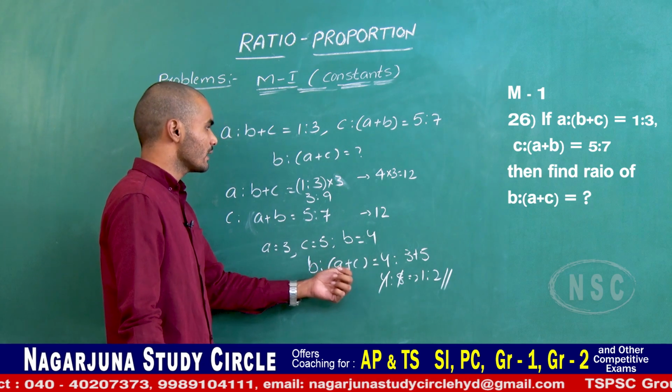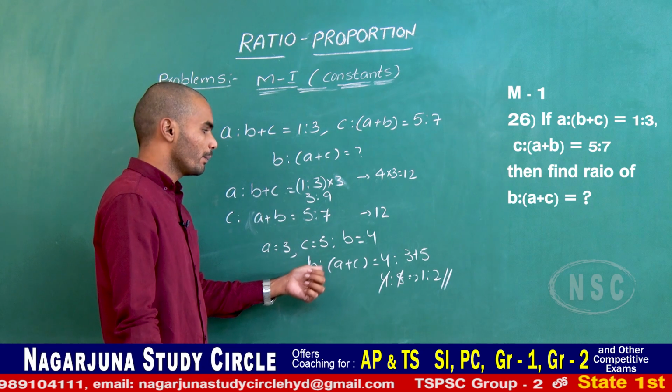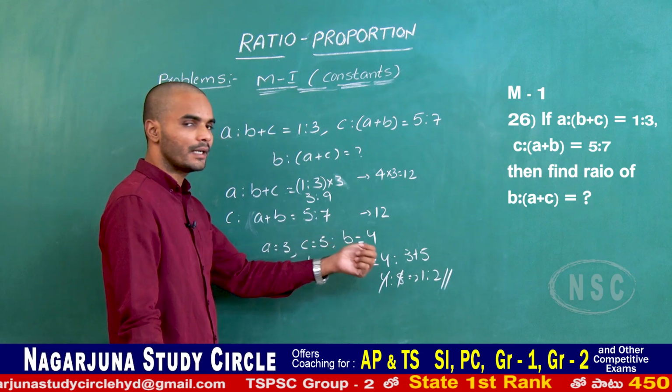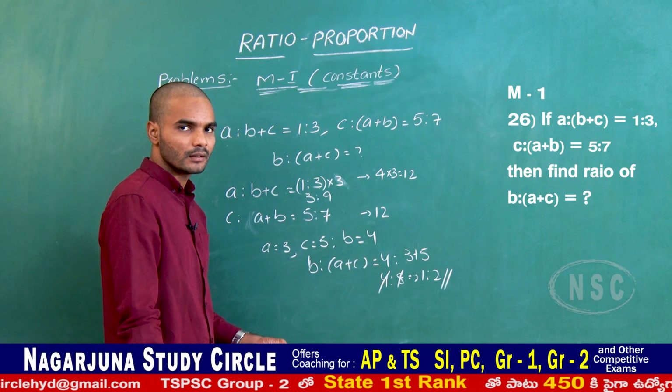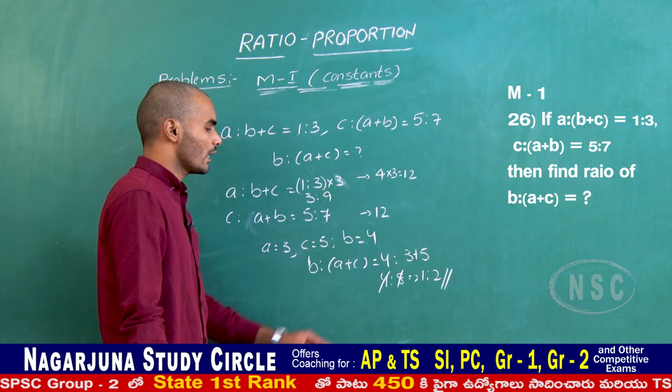B is to A plus C is the question. So substitute these into this question. B value is 4. A plus C is 3 plus 5, 8. 4 is to 8. Cancel these, it becomes 1 is to 2. Okay, this is the answer.